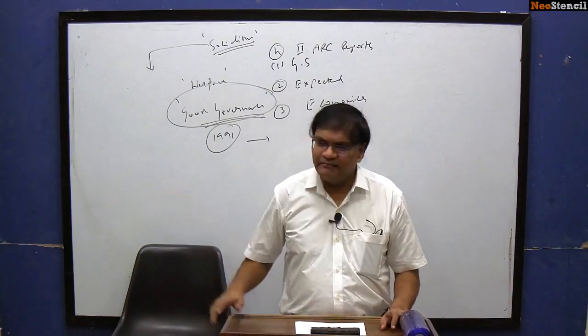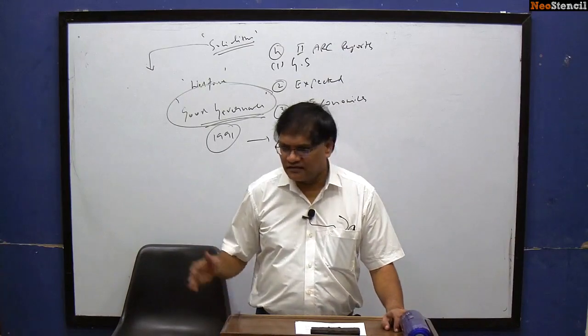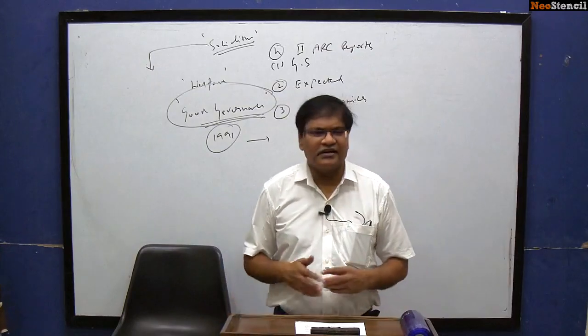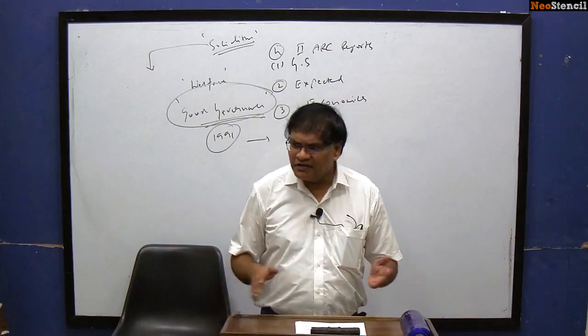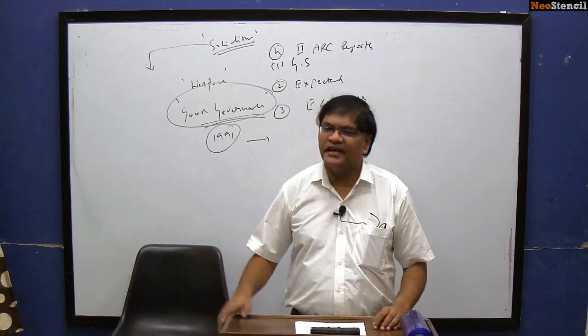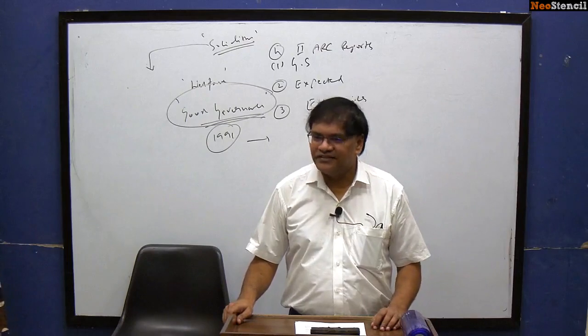ONGC was asked to buy the shares of Gujarat State Petroleum Corporation. This Gujarat State Petroleum Corporation was incurring huge losses. The government wanted to disinvest it and nobody wanted to buy it. ONGC had to shell out 10,000 crores of rupees to buy the shares of this loss-making company. That cannot be done in the name of disinvestment.